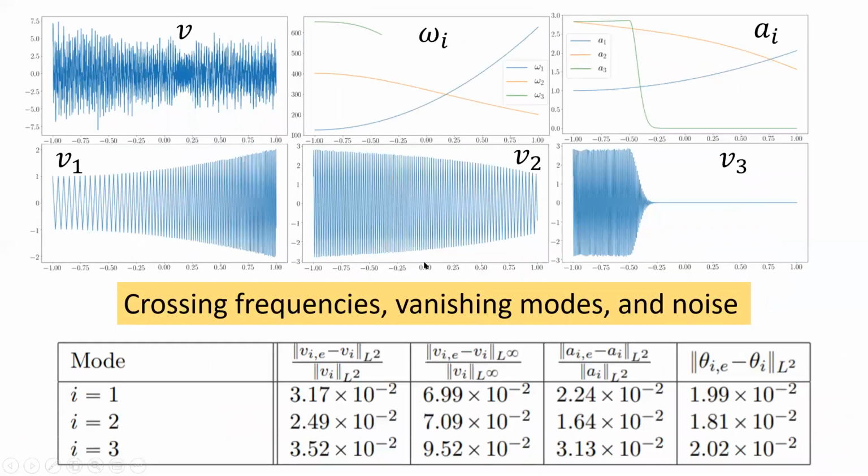We can also extend this to a case where the instantaneous frequencies intersect, to where an amplitude vanishes, and also when we add noise to signal V. Error rates in this case are in the 10 to the -2 range.